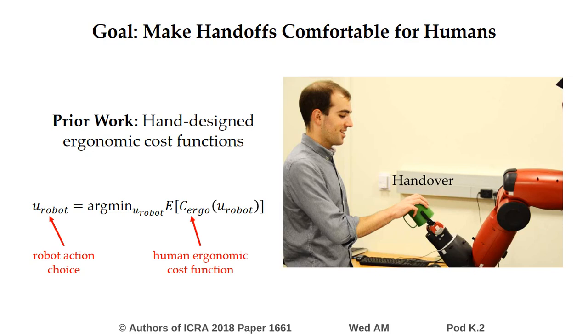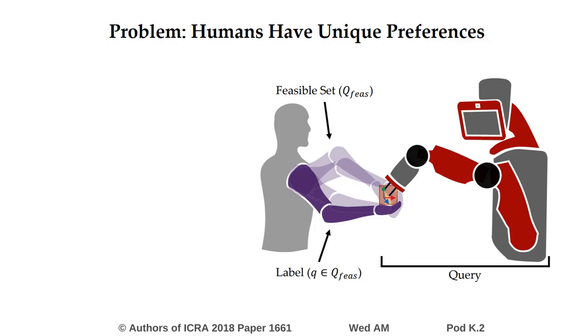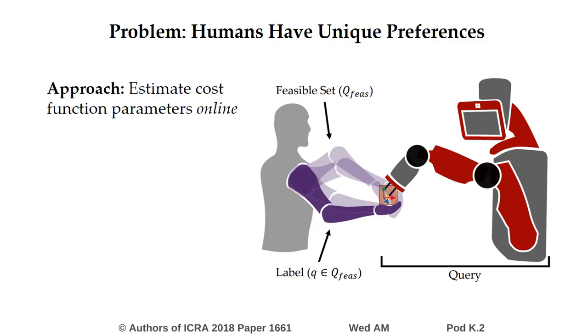Especially since we know there are differences between individual humans due to age, disability, and natural variation. What we'd really like to do is have the robot learn the cost function parameters online during interaction with each individual human. That's what we investigate in this work.